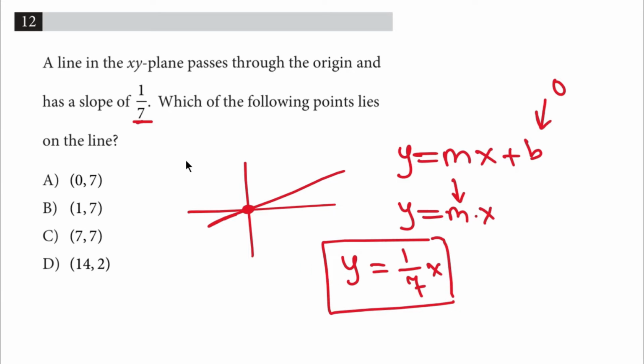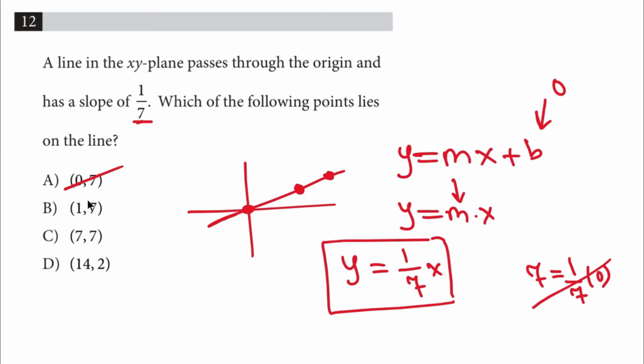Now it says which of the following points lie on this line. In order for any of these points to lie on this line, that point must satisfy this equation right here. So all we need to do is plug in each one of these and see if this equation is satisfied. Let's first plug in choice A. Let's see, 7 is equal to 1 over 7 times 0. Well, this is not correct, therefore A is not the correct answer.